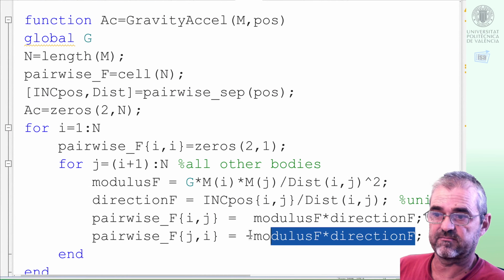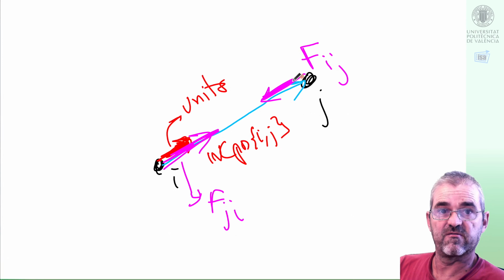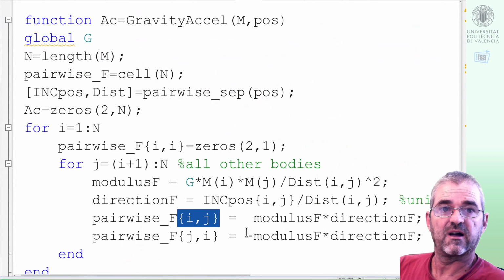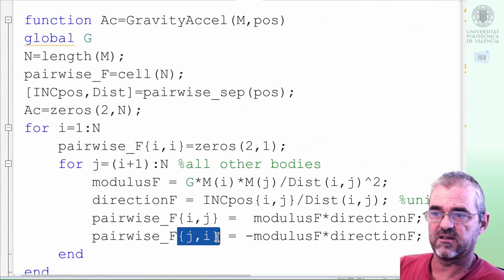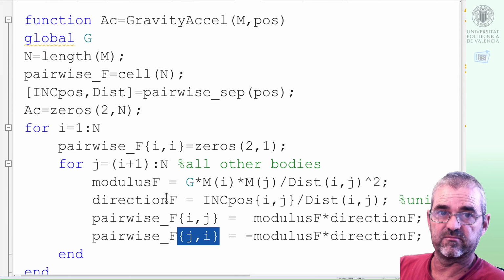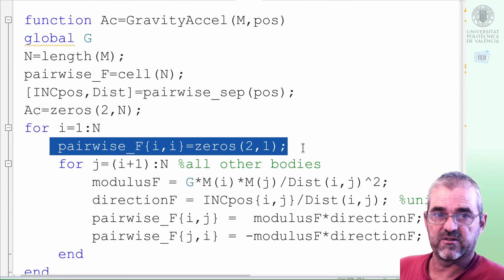And by symmetry, the other body will be attracted with the same force but in the opposite direction, towards the first body. So that's why I put ij with no minus sign, and for ji I just add the minus sign. And I don't execute all n² combinations in the loop. And I add the idea that the force of any body with itself is just 0.